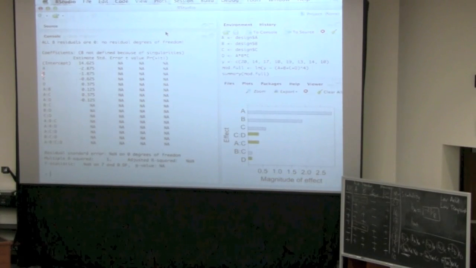So A was acid, B was temperature. We want to maximize stability. So maximize stability says run at low acid. That's a negative times a negative, which will increase stability. Low temperature means negative temperature times negative increases stability. C, the effect of catalyst, has a somewhat minor effect.